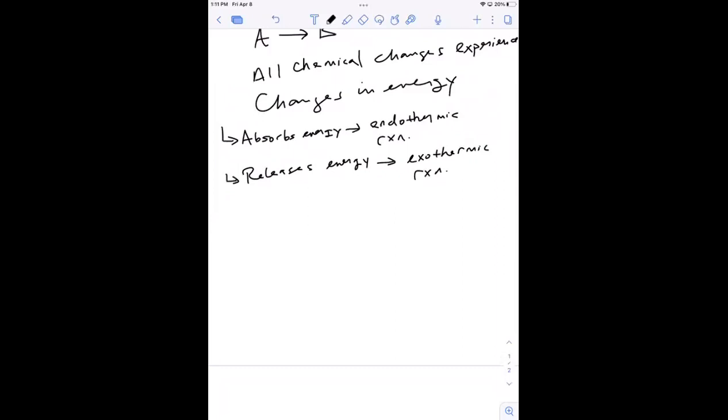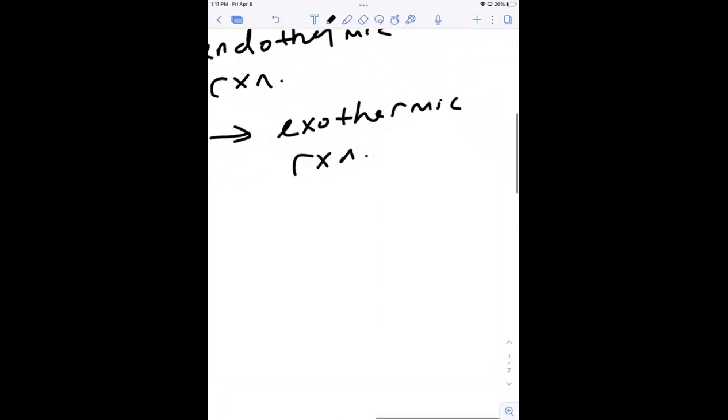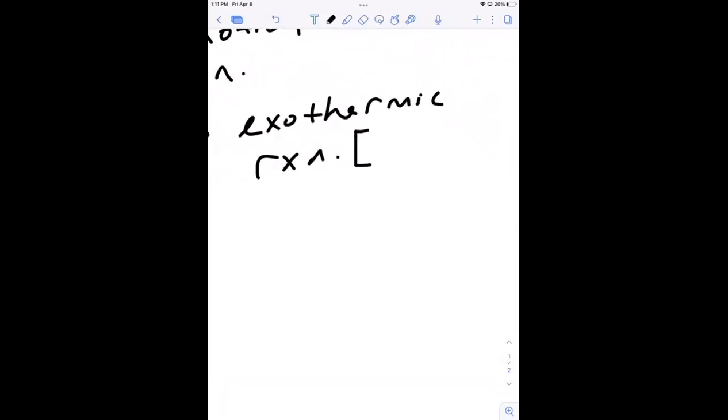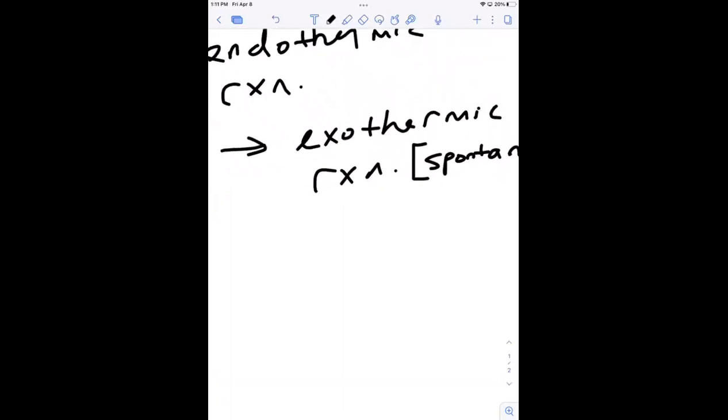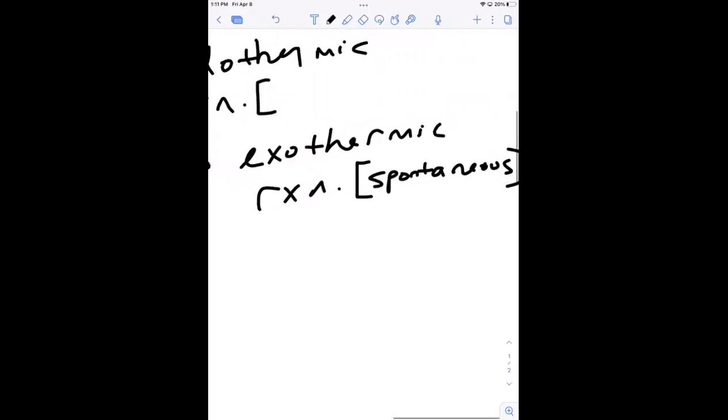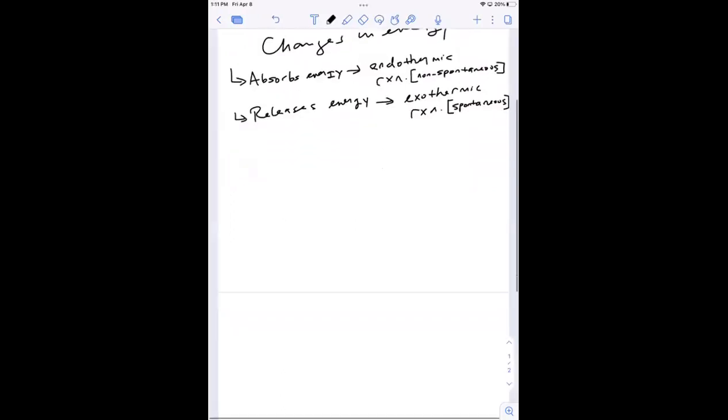One of the things that is characteristic of exothermic reactions is that they're spontaneous. They don't require any additional energy to be added to the system. And endothermic is the opposite. It's non-spontaneous. You got to crank it up. You got to add a catalyst or do something to get that reaction to go.